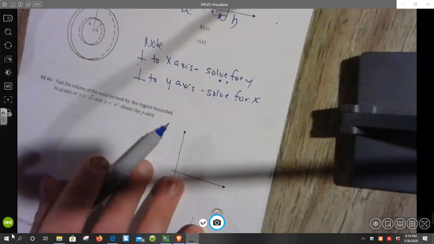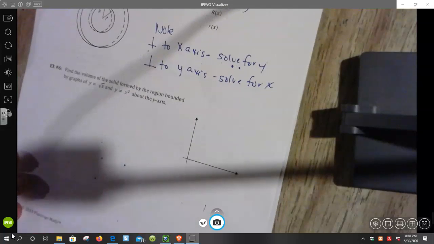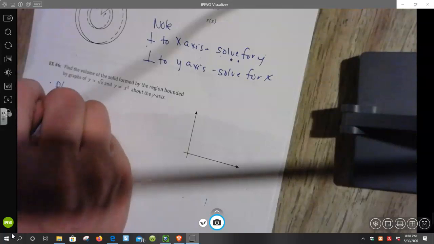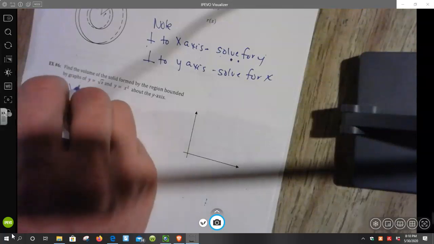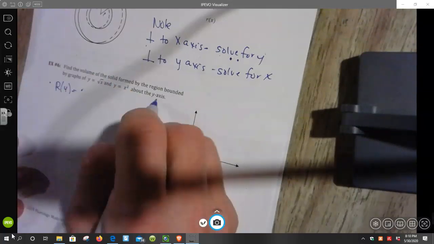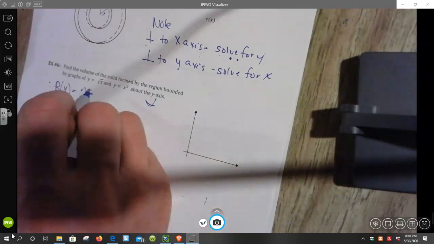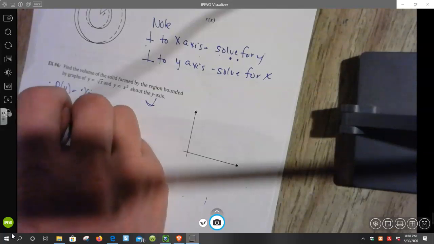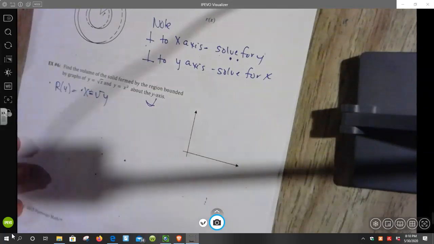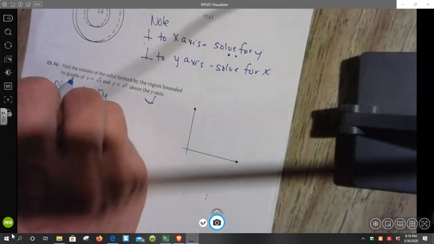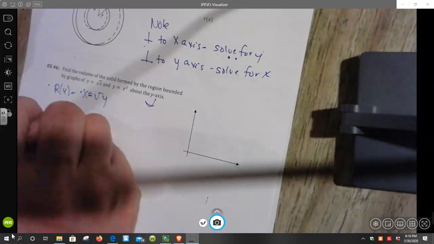Right. So in this case, let's say we have the first one, so the larger one, R of y is equal to, what do we have? We're going around the y-axis, so we need it in terms of y. So that means x is equal to radical y. Okay, and then we have the other one where x is going to equal y squared.